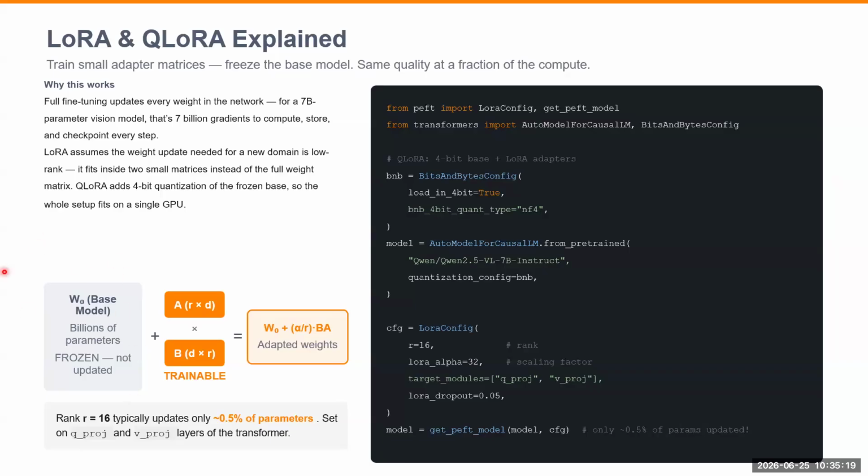This big base model, which is this kind of gray area. And then you want to train two small matrices, right? So you have A and B. And basically, you will train these small matrices instead. And you can basically only update about 0.5% of the parameters, which is very, very small.